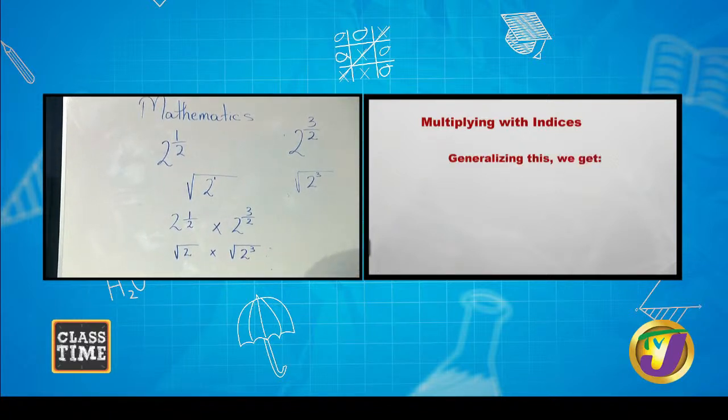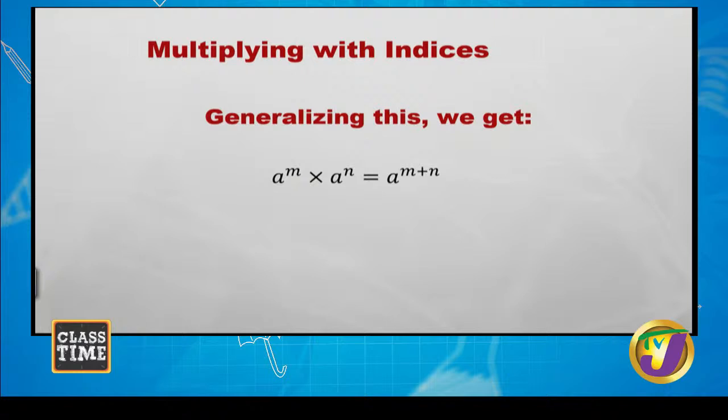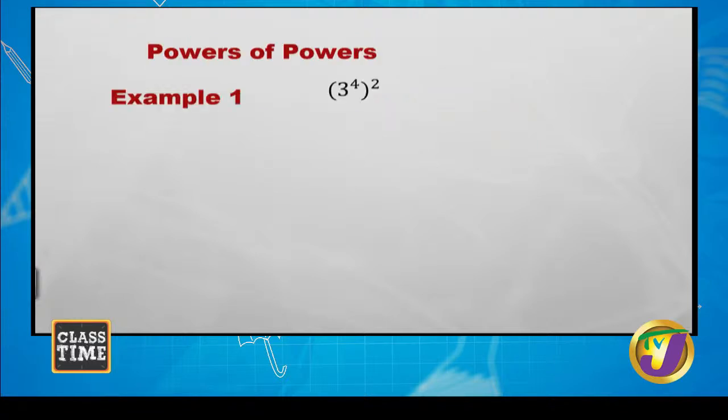So let's go on now. Just to recap what we just looked at: when we're multiplying indices, terms with the same base, with A being our base here, we just go ahead and add the powers. Let's step it up a little bit further now. So what if we had powers of powers? If we look here, we have 3 raised to the 4th power, all raised to the 2nd power.